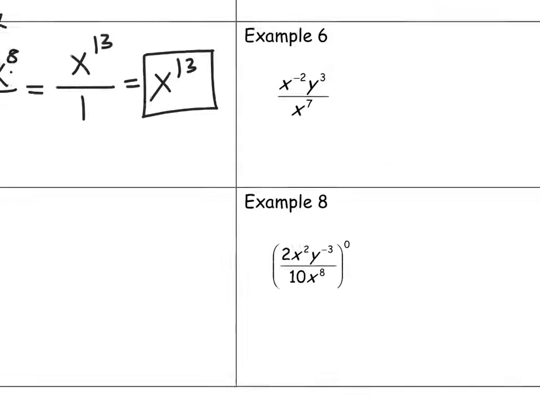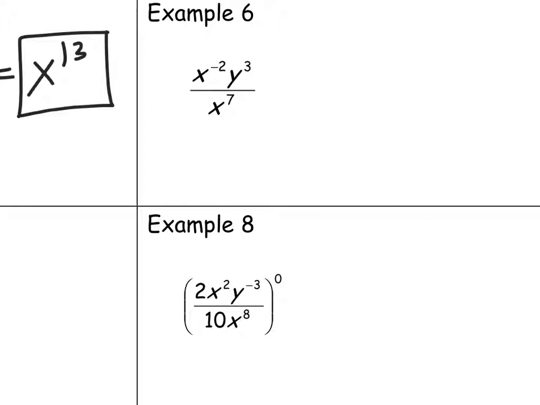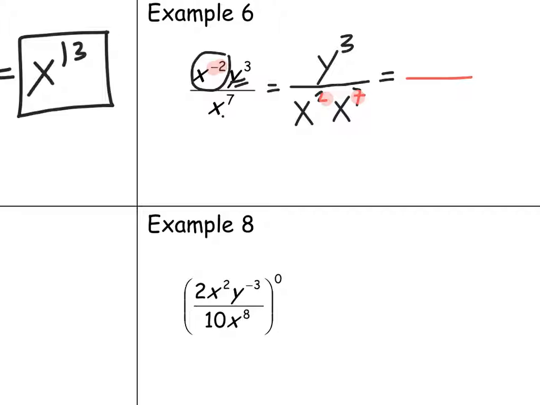All right, example 6. So I have a negative exponent. I'm going to do that first, right here. My negative exponent wants to move to the denominator, so I'm going to take this and move it to the denominator, x, and make it positive 2. Let's look at the rest of the stuff. y cubed stays on top. x to the 7th stays in the denominator. And now let's combine our x's. This is 2 x's, this is 7 x's. Combined, that is x to the 9th. And up here I have y cubed. So my answer is y cubed over x to the 9th.